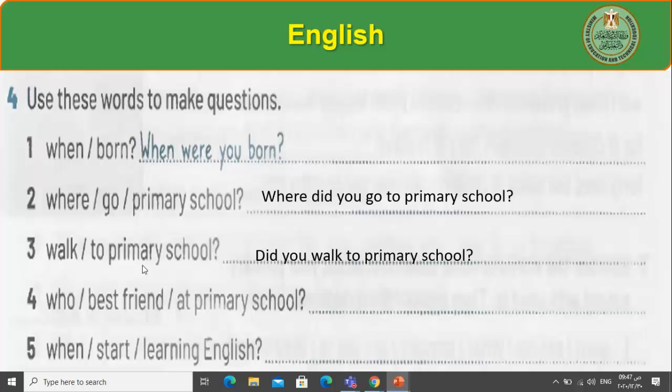We have a yes no question. Yes no question. Did you walk to primary school?